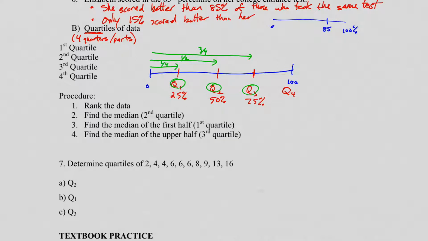Okay, so here's the procedure. You want to rank the data, and you're going to find the median 3 times. You're going to find the normal median, which is in the middle, the second quartile, and then you're going to find the median of each half, the left and the right, or the first and second, or lower and upper.